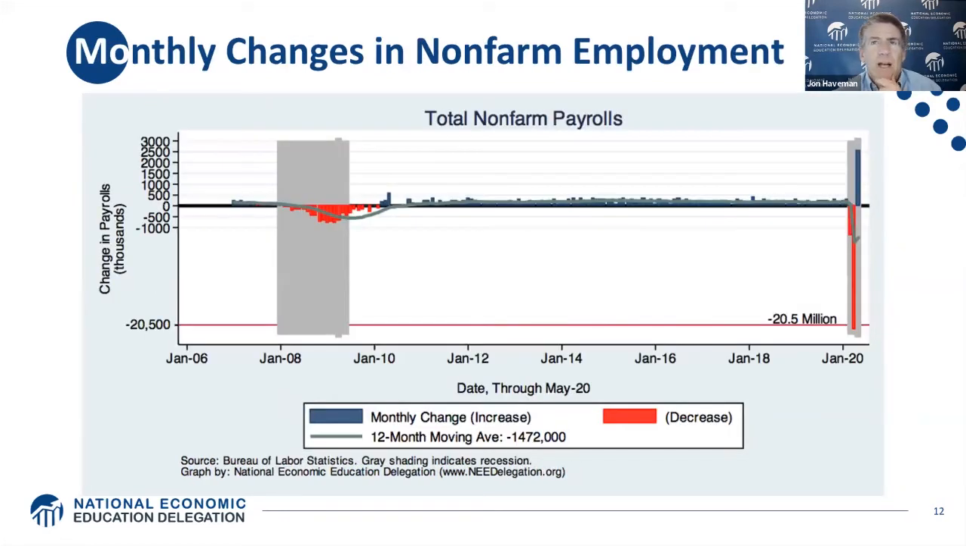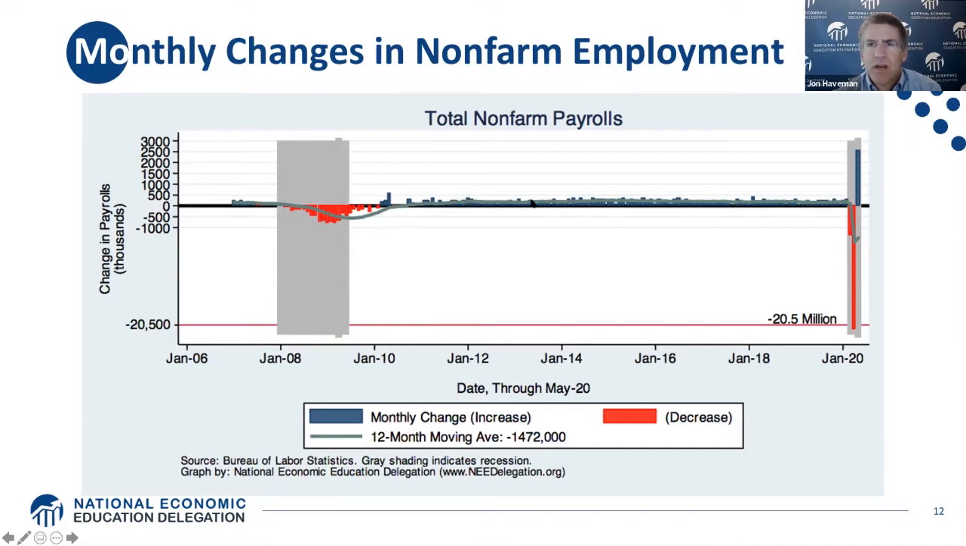So here we've got non-farm payrolls. This graph was a fairly pretty graph before we had the numbers in April. You could see changes, and this looked like a really, really bad period in our economic history. Right. This is the global financial crisis again. And at its peak, we were losing about 750,000 jobs a month. And we didn't just jump right into 750,000. We kind of ramped up to it.